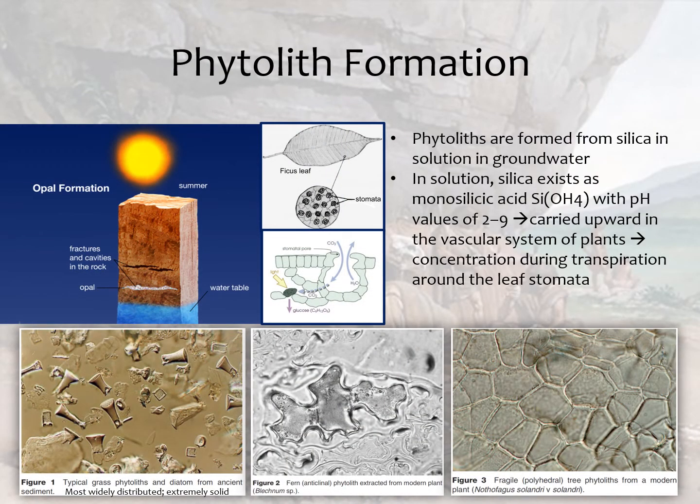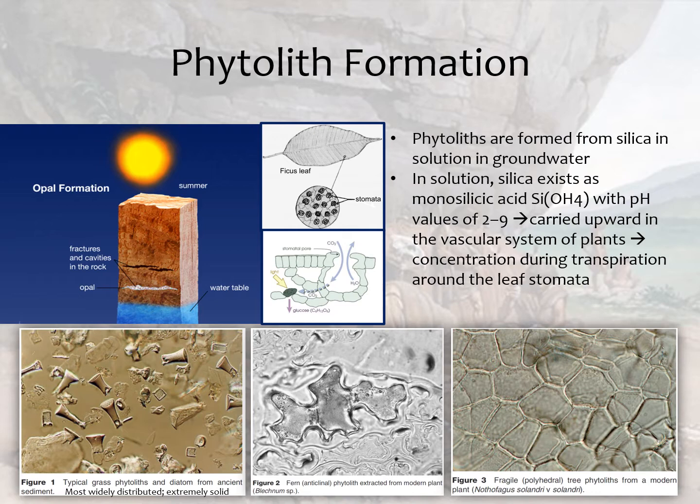Phytoliths are formed from silica that is in solution in groundwater and originally derives from weathering of silicate minerals in metamorphic rocks. In solution, silica exists as monosilicic acid. It is carried upward in the vascular system of plants and becomes concentrated during transpiration around the leaf stomata. The supersaturated solution begins to polymerize, solidifies, and forms solid opaline silica bodies within and between some of the plant cells.